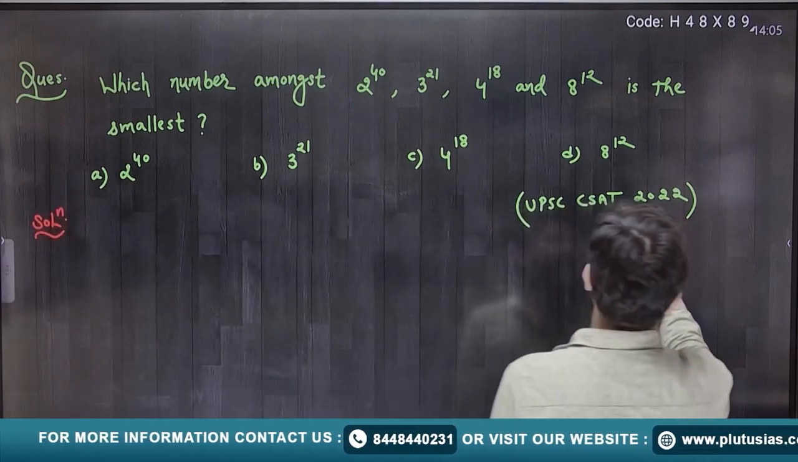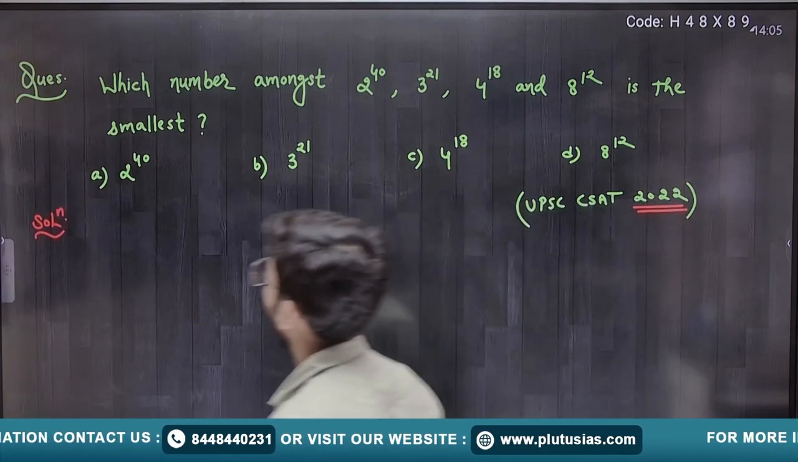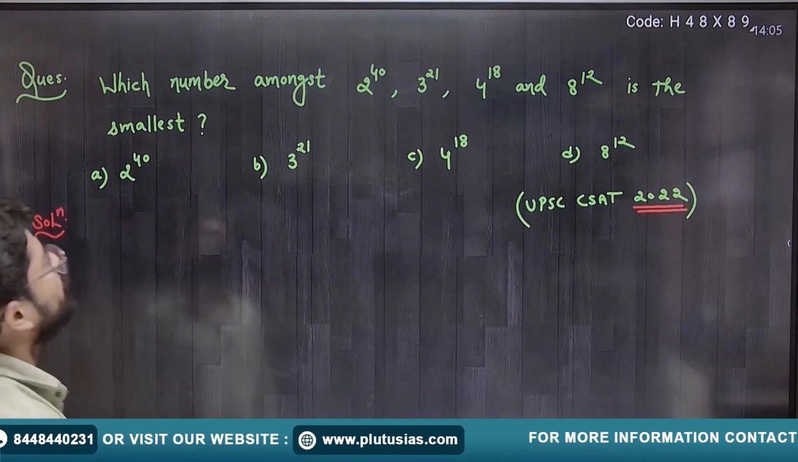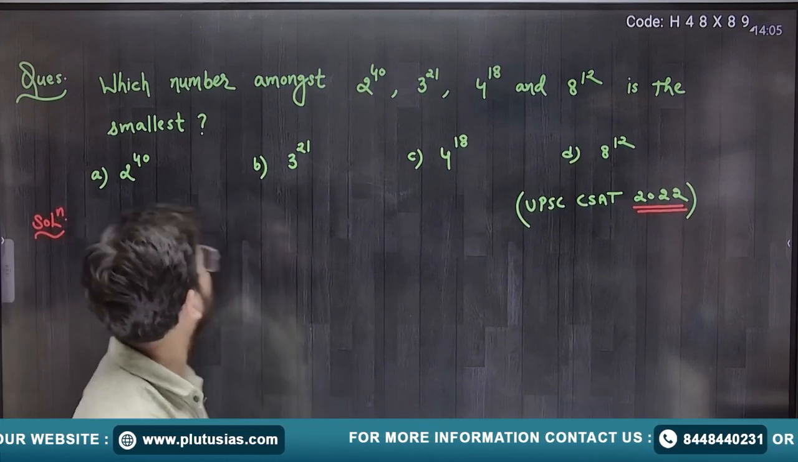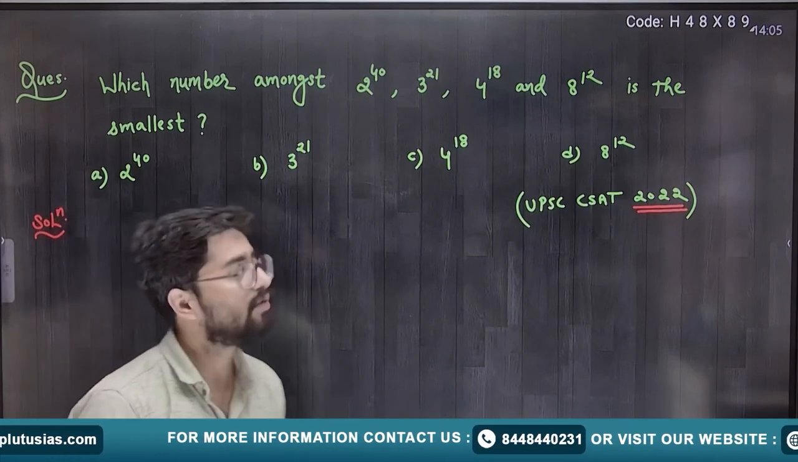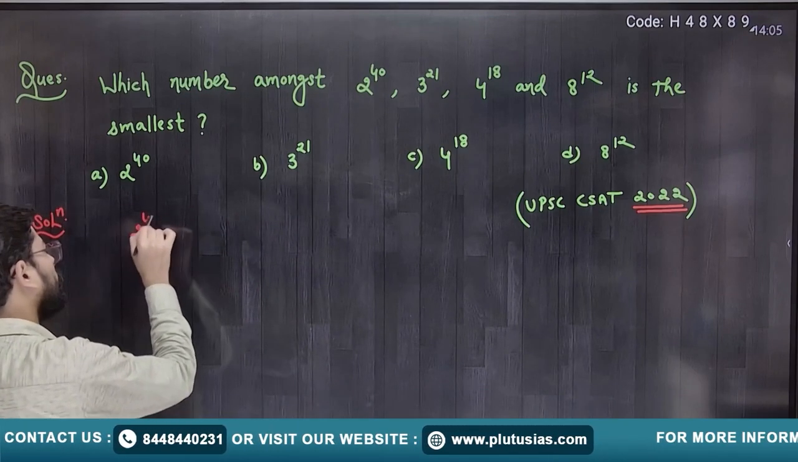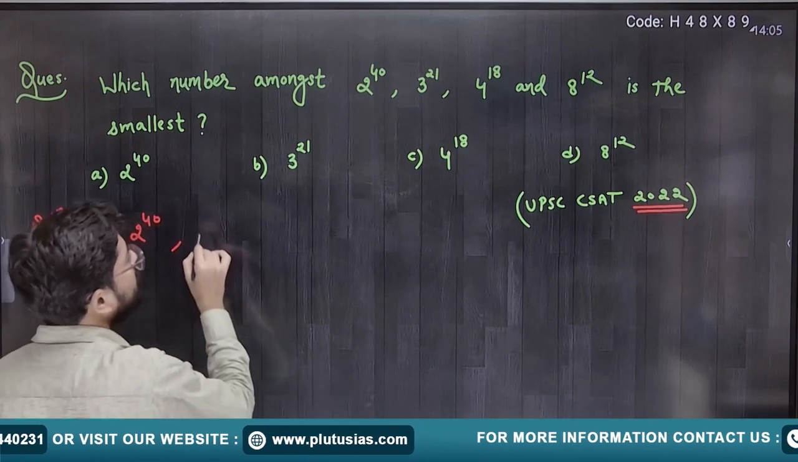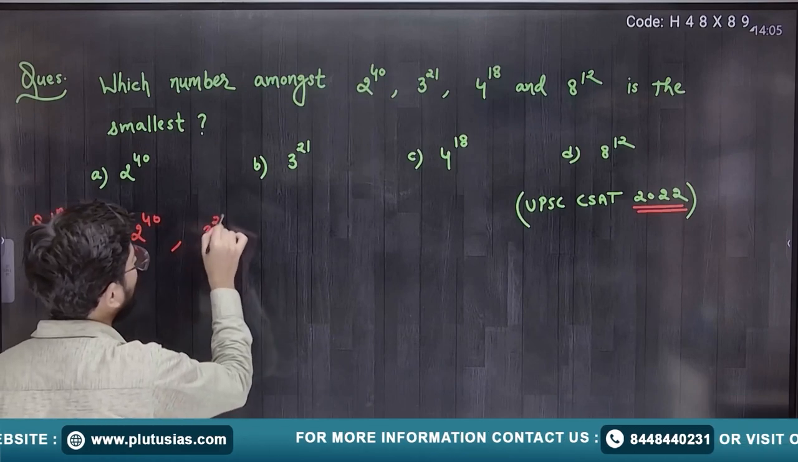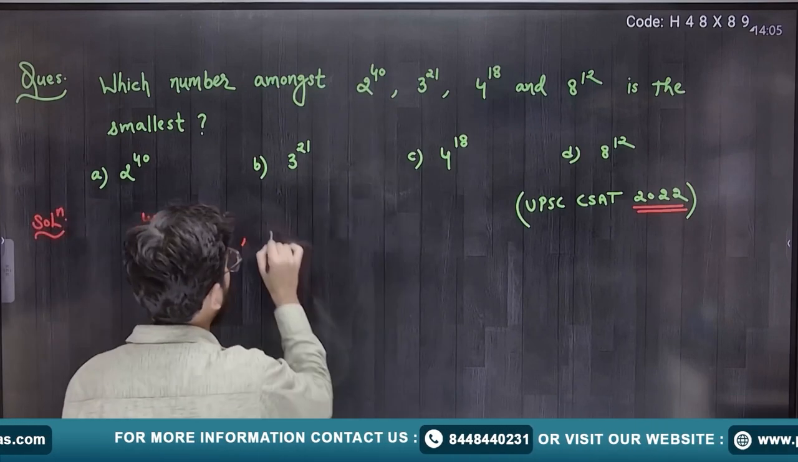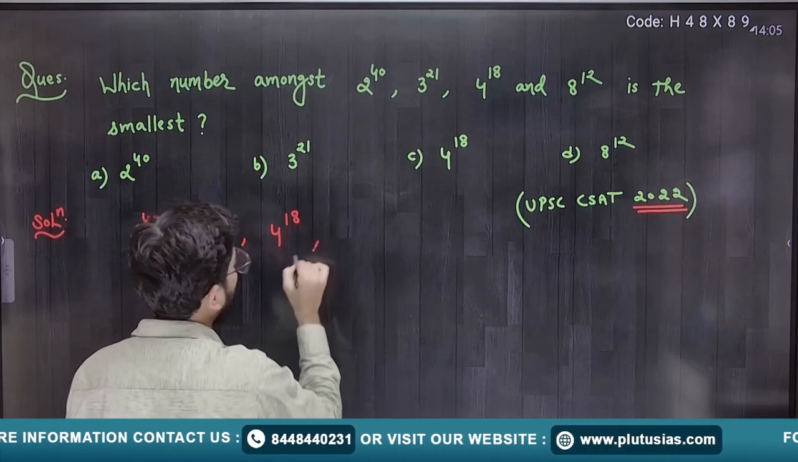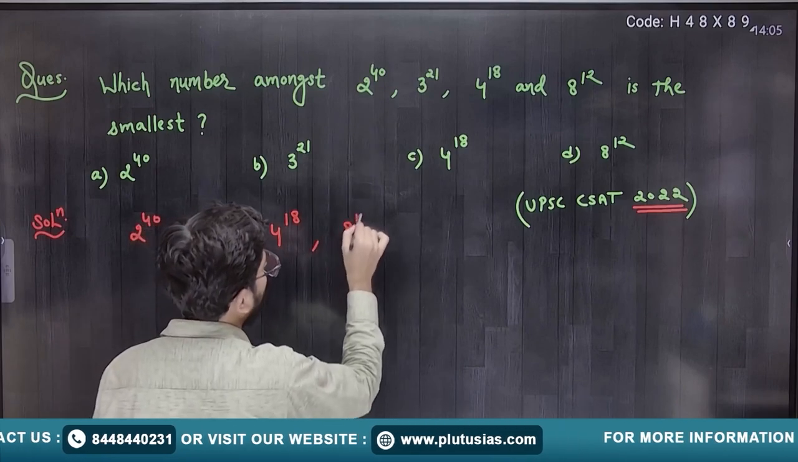That is from 2022. Okay, so the question says, which number amongst these numbers is the smallest one? So the first one is 2 power 40. Next is 3 power 21. Next is 4 power 18. Next is 8 power 12.